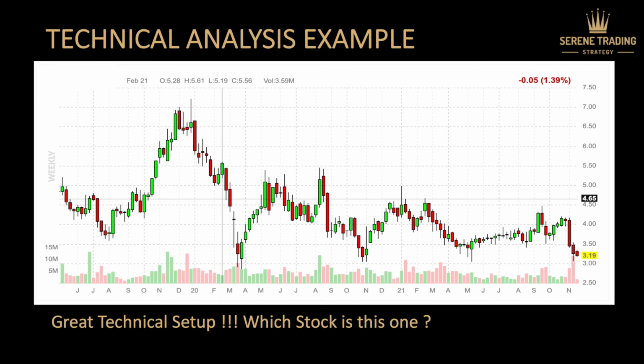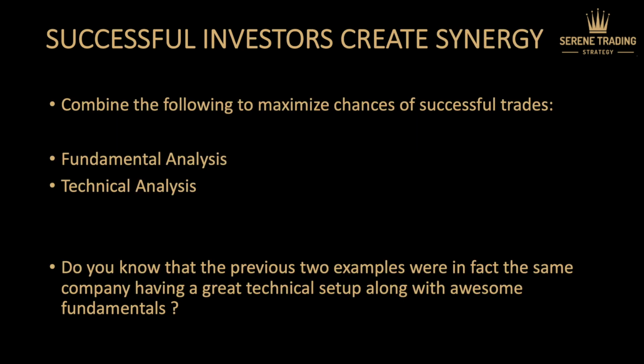The final thing that I promised in the beginning of the video, which is going to be amazing, is that successful investors actually create synergy. And synergy means that usually 2 plus 2 is going to be 4. But when you create synergy, 2 plus 2 is no longer 4, 2 plus 2 becomes 20. That additional increase is coming because you have two factors which work together. So what I would suggest is to use fundamental analysis, use technical analysis, and combine both strategies to create much better results than what each of these strategies would create individually.